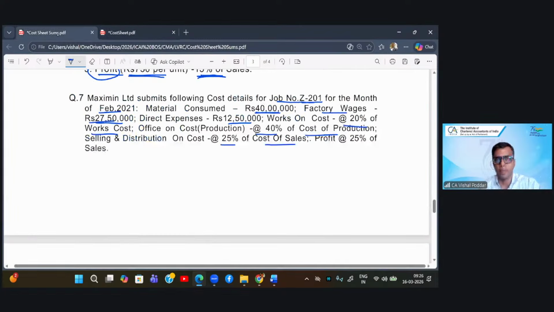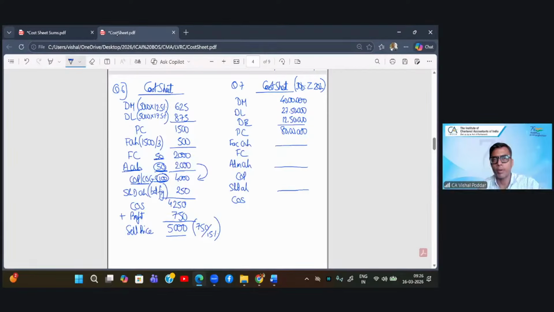Now see the interesting part. What it says: works on cost. Now see, this is another name for factory overheads or production overheads. It is 20%, but it is 20% of works cost. So this amount is dependent on this. It is given that this is 20% of this. So let this be 100. So this will be 20. So by default, this will be 80. Now, if this 80 is equal to 80 lakhs, then 20 will be equal to how much? So I get this figure of 20 lakhs. So this becomes 100 lakhs, matching with the ratio.